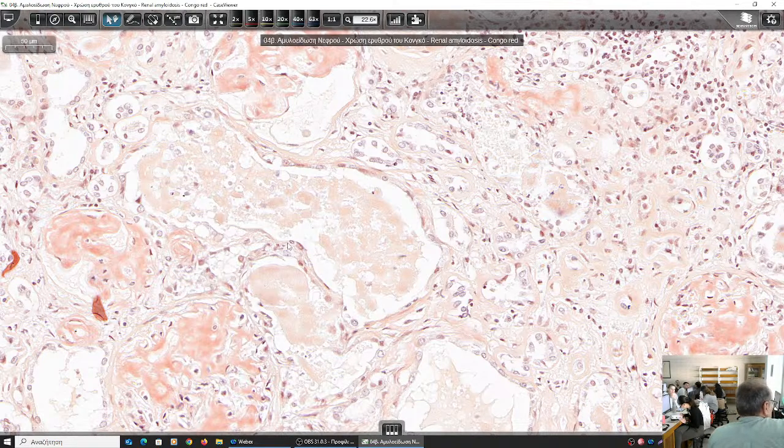But this does not happen abruptly, so we do not have an acute tubular damage, an acute tubular necrosis. It takes some time for the arterioles leaving the glomerulus to become narrow. So we do not have an acute tubular necrosis, we have atrophy.